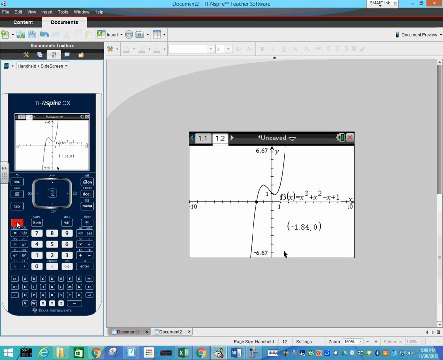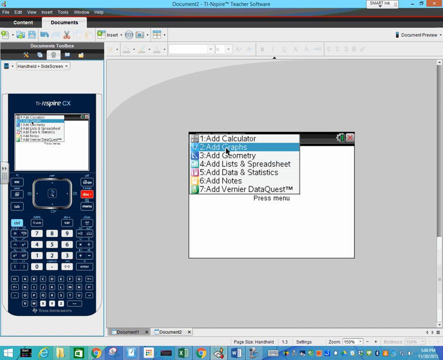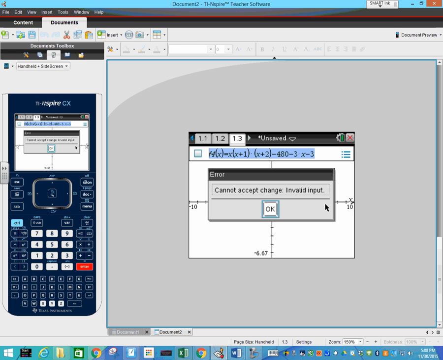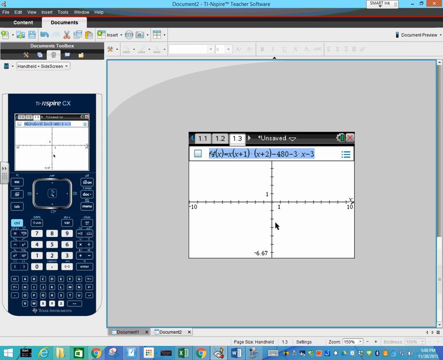I'm going to again go to a new page. Control, new page, go to a graph, and I'm going to type x parentheses, x plus 1 parentheses, x plus 2 parentheses, minus 480 minus 3x minus 3 equals 0, but I got the equals 0 covered, and something it doesn't like. Cannot accept the change. Okay, give me 1 second.